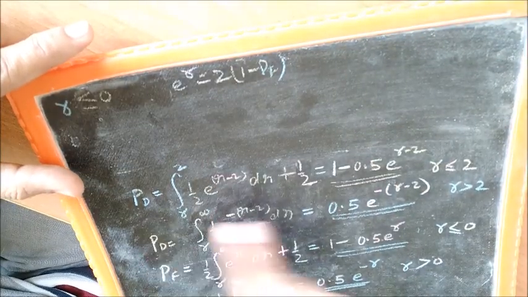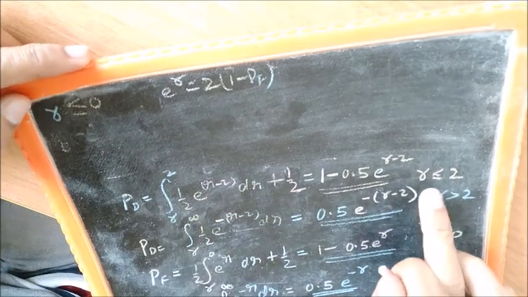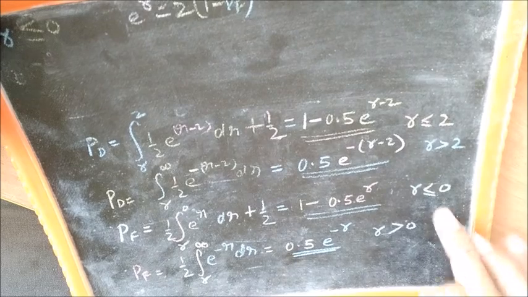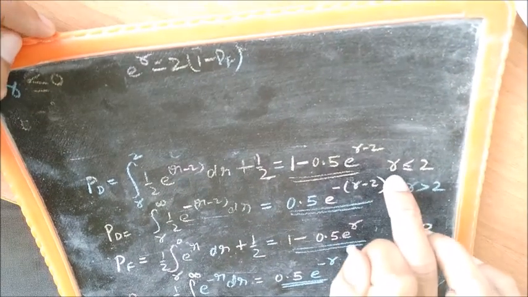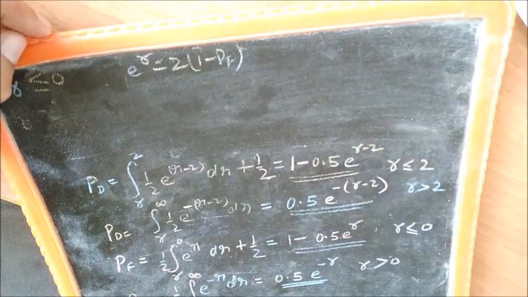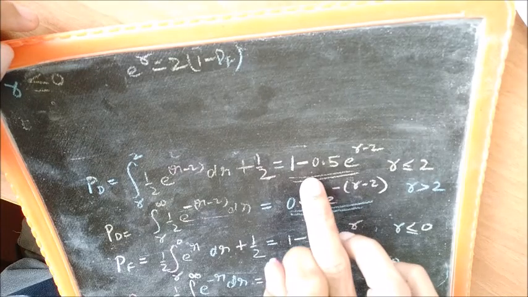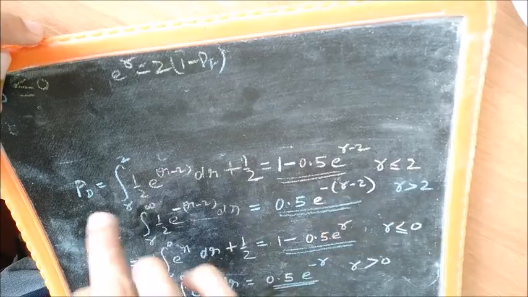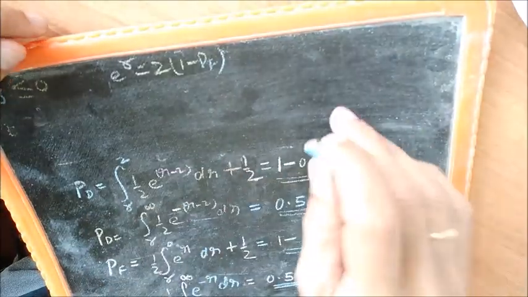And if you look at PD in the same range, for when gamma is less than or equal to 0, the PD expression that is of relevance is the one which is for gamma less than or equal to 2. So if you take this expression and substitute for e raised to gamma as this, you will get the first relation between PD and PF. So we will do that here.